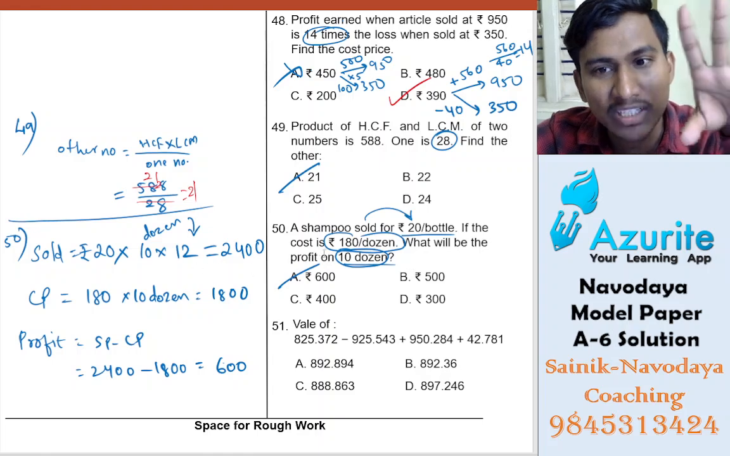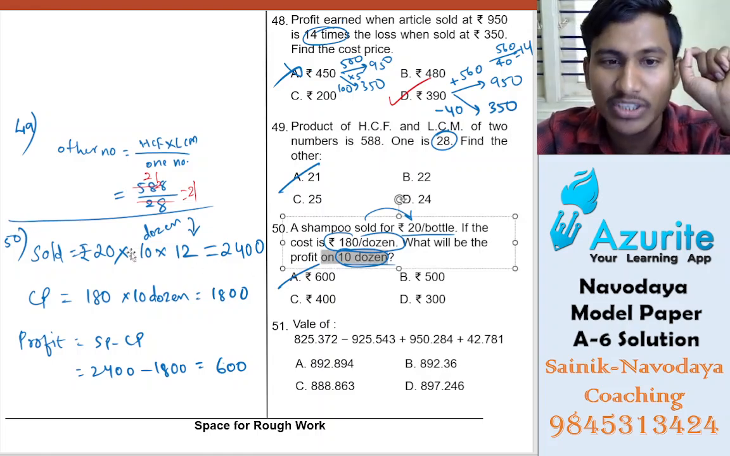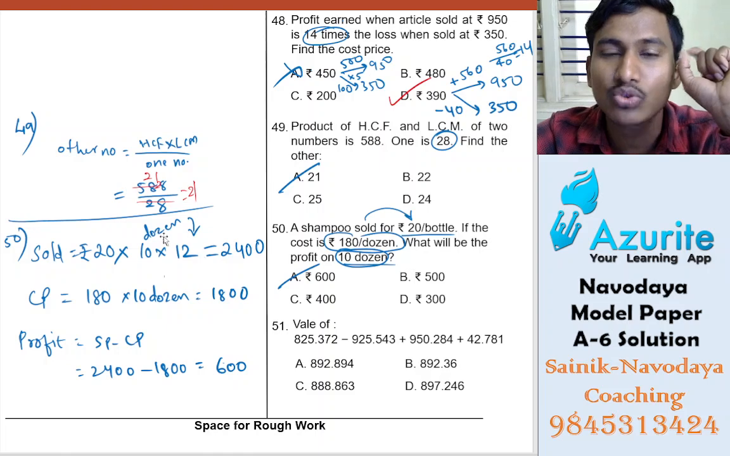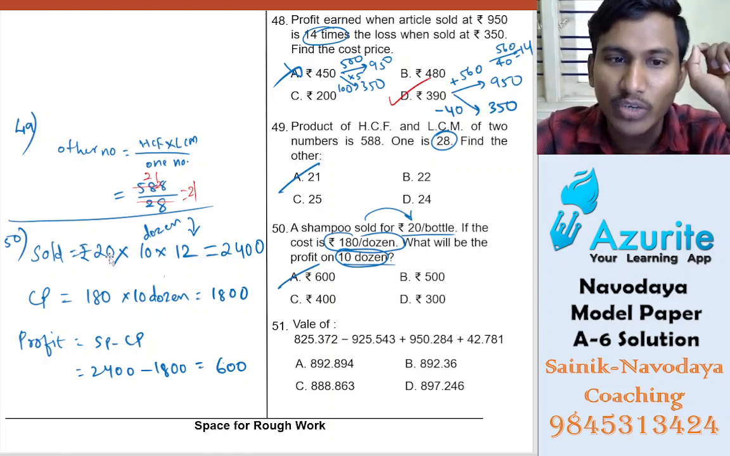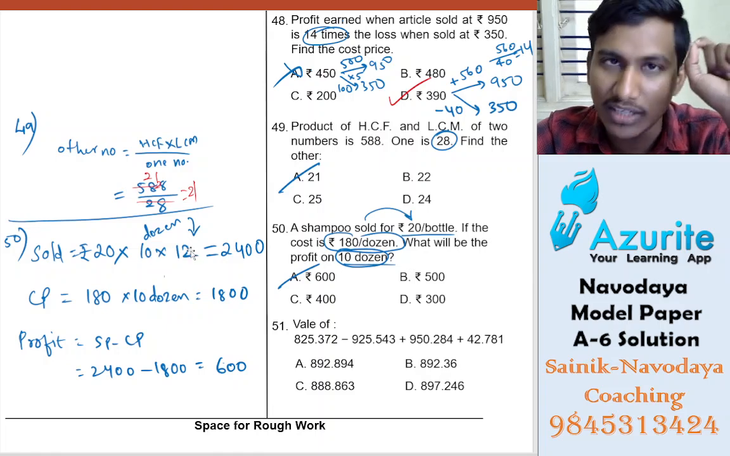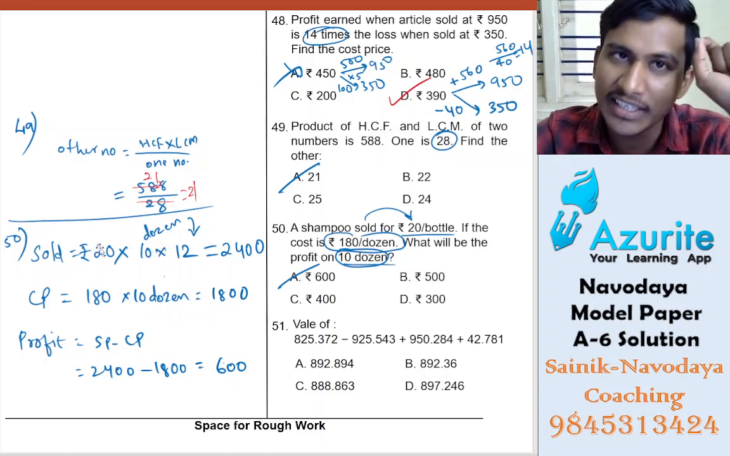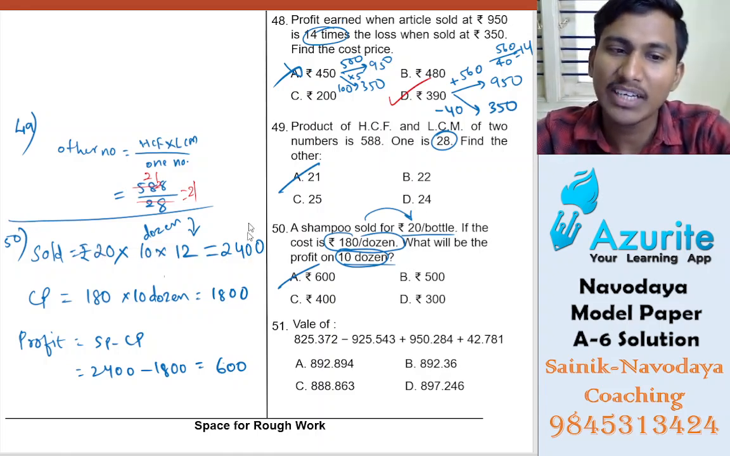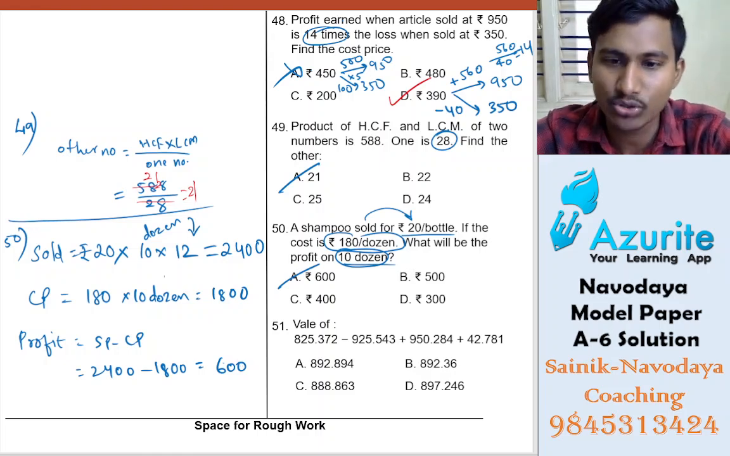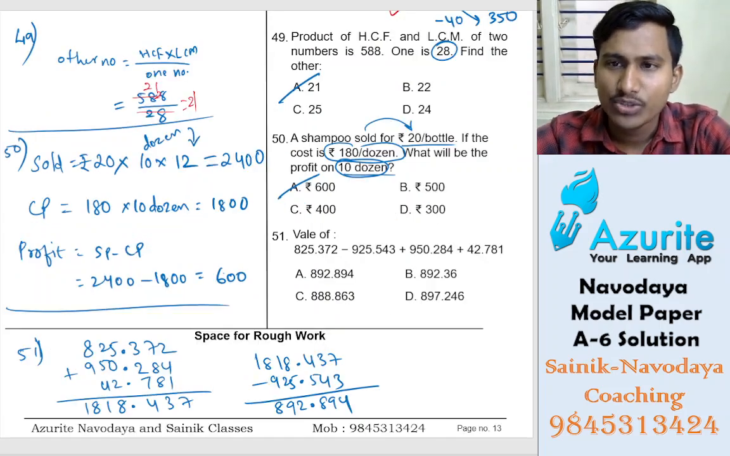So there are how many bottles? 10 dozen bottles. 1 dozen means 12, so you multiply with 12 here. So 20 into 10 into 12. That is how much? 120 bottles. 120 into 20 is 2400. So if you subtract, you will get the answer 600. Understood? So see here students, question 50.